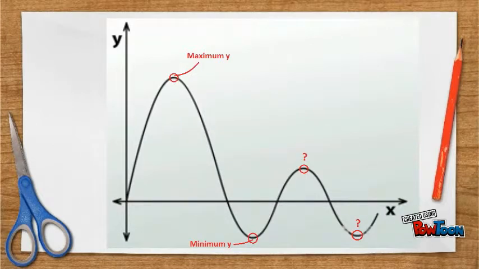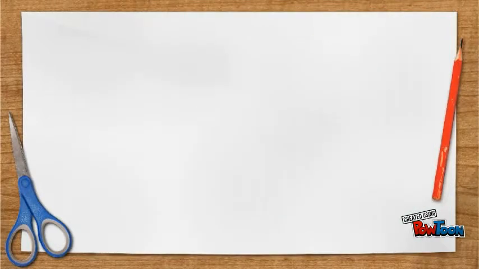So from the graph here we have maximum height, maximum y, and minimum height, minimum y. But what about the other 2 points? We will then discuss global maximum and minimum and local maximum and minimum.